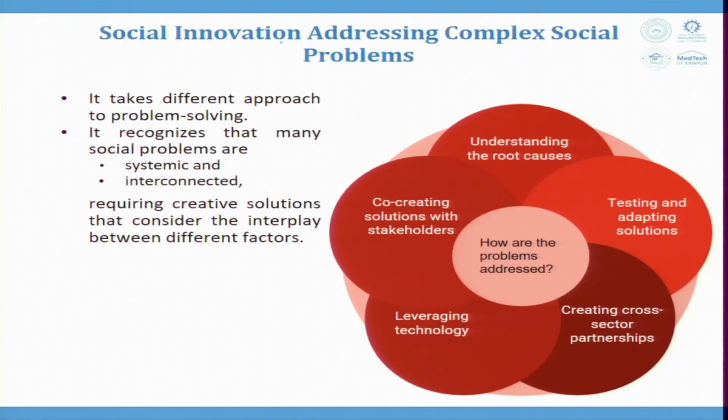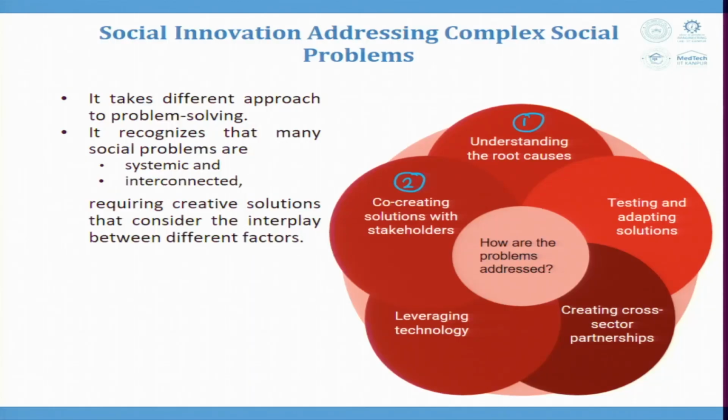So, when we talk about social innovation addressing complex social problems, you see here how the problems are addressed. First, you try to understand the root cause of the problem. Next, you try to co-create solutions with stakeholders. You cannot remove the stakeholders while developing solutions. For example, if I say that I know the solution, so listen to me, that will in no way sustain. When you look at social innovation, there are various stakeholders.